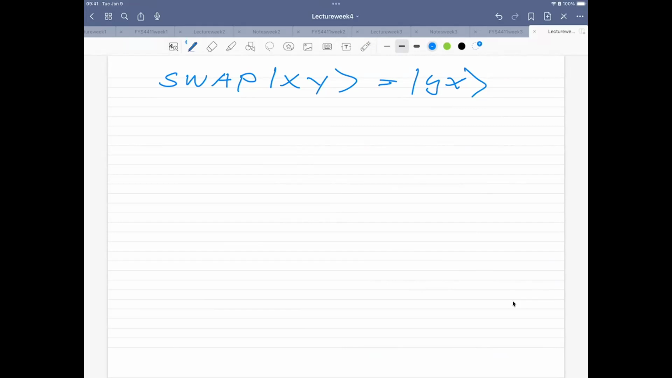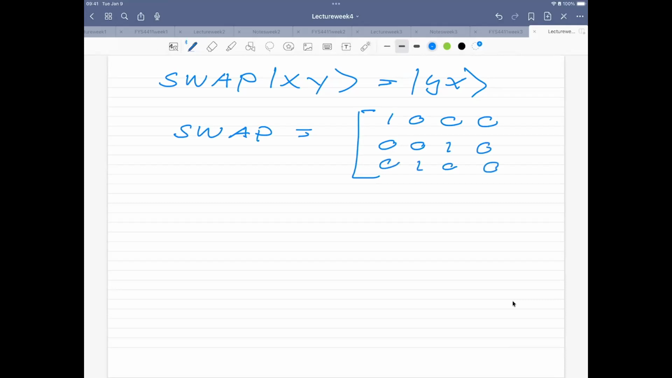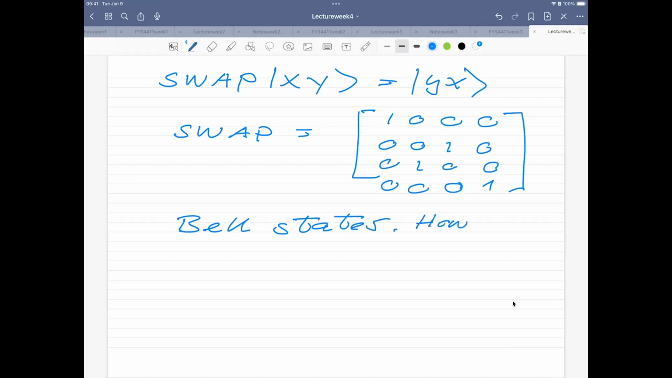So the swap gate, when you set it up here, and now after that one, I'm going to look at the example of, so this looks like this, and then we have 0, 0, 1, 0, 0, 1, 0, 0. So this is just one of the examples. And this is a very popular gate, which is also used in entangling states. So now we are going to look at the Bell states, and this is given in these additional slides. So how do we make them?